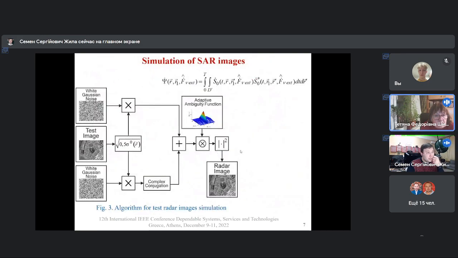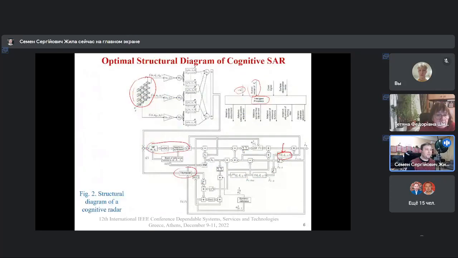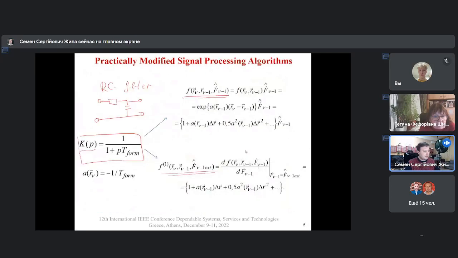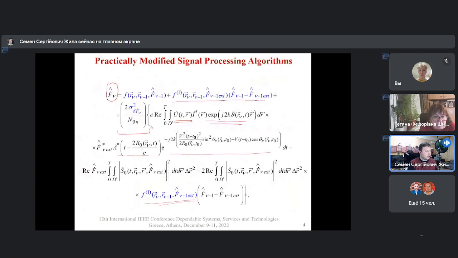This part of processing has to be adjusted, because here we have v, the speed of the aircraft, and r, the distance to the surface. So through the feedback we should adjust this algorithm. So in general it's an advantage, but implementation is quite difficult.